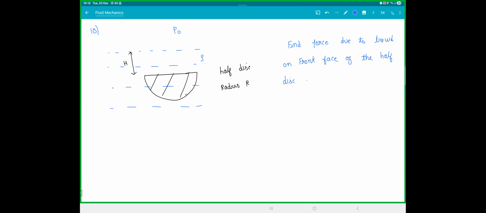Let's get this. Now remember, as you go deeper and deeper, pressure is increasing, rho g x. So pressure is not constant. So you can't directly say pressure into area. You have to integrate, technically speaking. Try. Everyone should try. Anyone not clear with the question, what I'm asking, please ask. So you took a half disk, you immersed it into the liquid at a depth h. Find the force on one face of the disk.